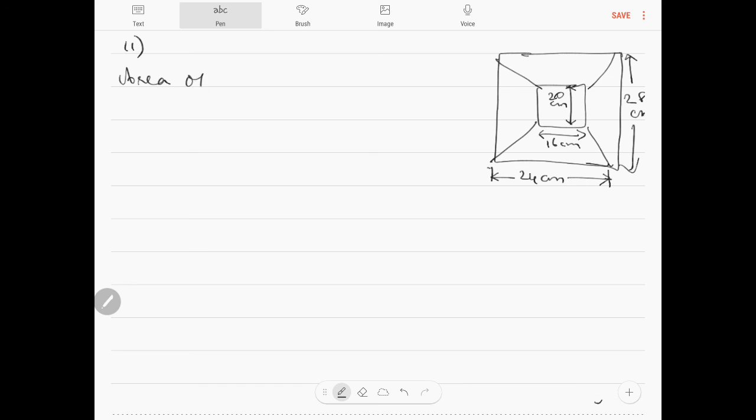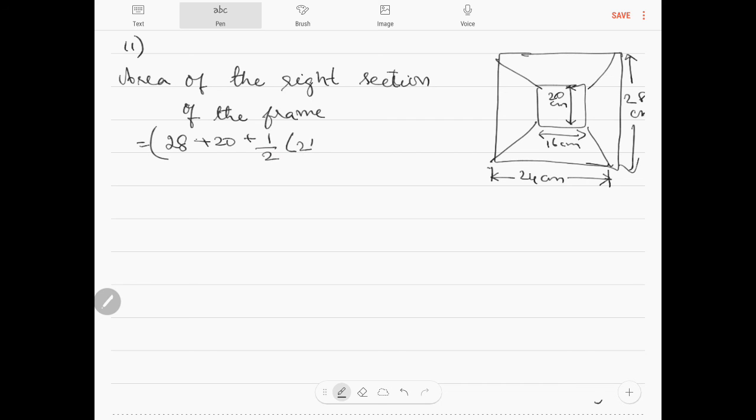So area of the right section of the frame is 28, the outer one, plus 20, plus half into 24 minus 16, the whole divided by 2, which comes to 48 into 4 by 2, which is equal to 96 centimeters square.